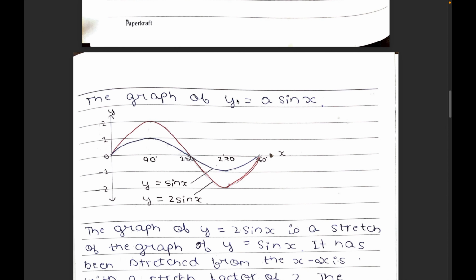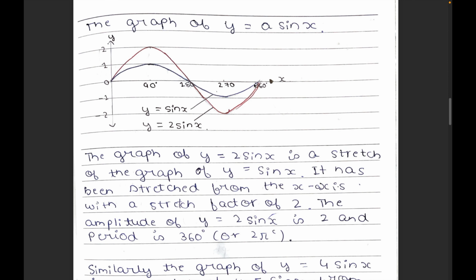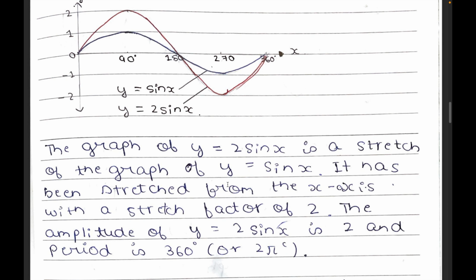And then here's the graph of a sine x. This is what the graph of sine x looks like, and this is 2 sine x. So the graph of y equals 2 sine x is a stretch of the graph of y equals sine x. It has been stretched from the x-axis with a stretch factor of 2. The amplitude of y equals 2 sine x is 2, and the period remains the same, which is 360 degrees. If you multiply sine x by a constant, it will be stretched by the same factor from the x-axis. So that's what a sine x means.